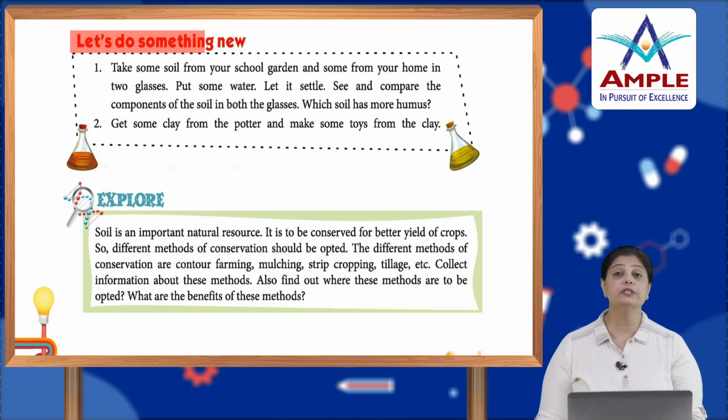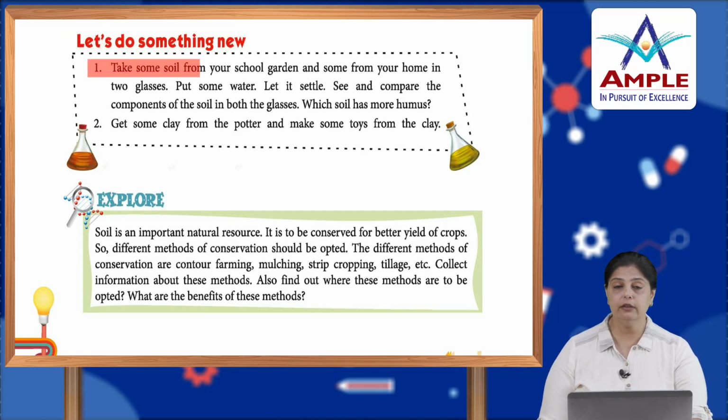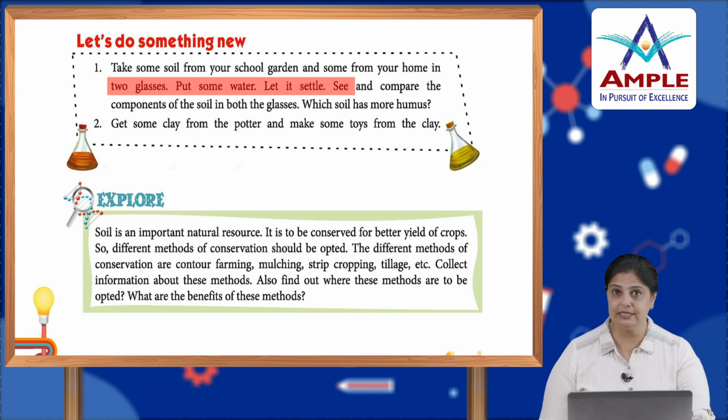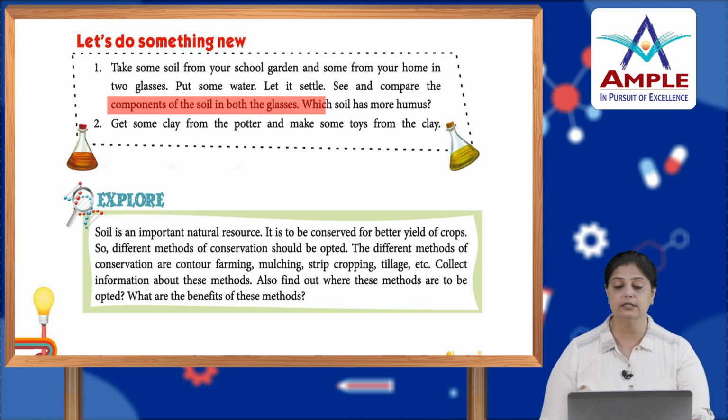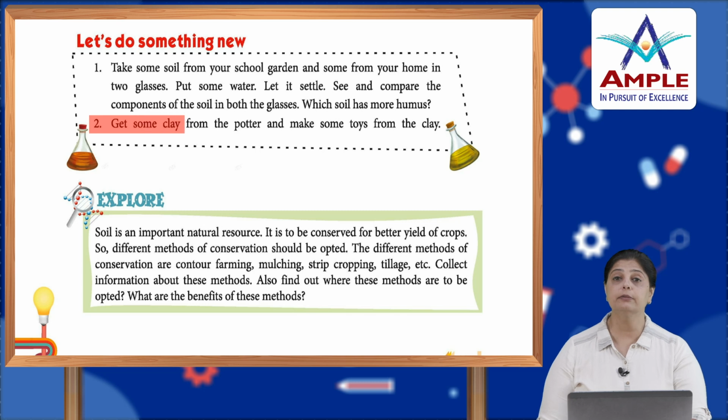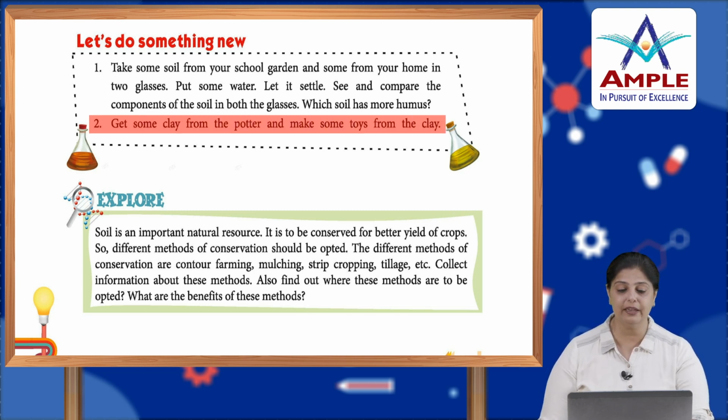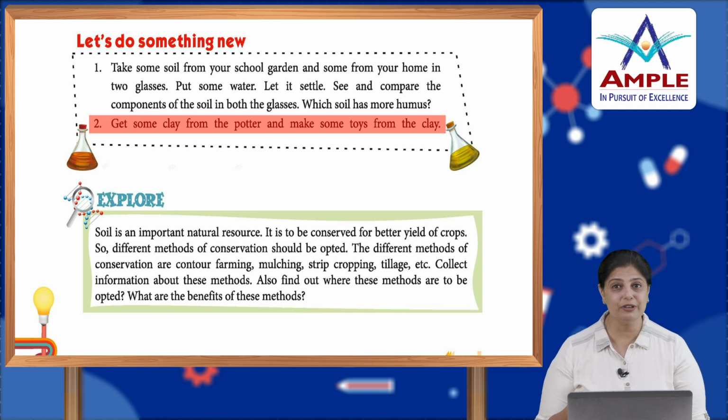Now, let us do something new. Take some soil from your school garden and some from your home in 2 glasses. Put some water, let it settle, and compare the components of the soil in both the glasses. Which soil has more humus is what you have to find out. Now, get some clay from the potter and make some toys from the clay. We sometimes go to exhibitions and fun fairs where we see a potter. So, you can sit with the potter and learn some pottery also.